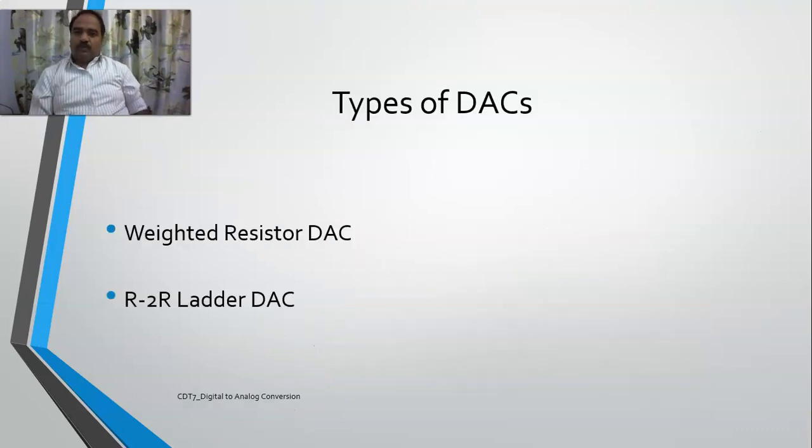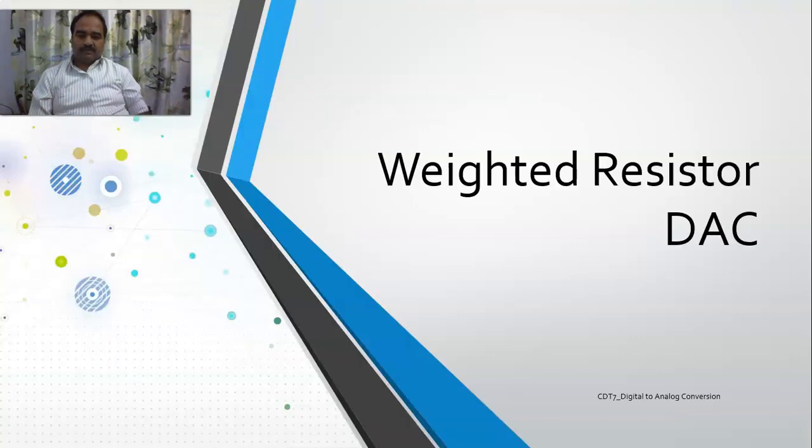So what are the different DACs which are employed in digital relays? The first one is the weighted resistor DAC, which was one of the oldest mechanisms, but nowadays everybody is using the R-2R ladder digital to analog converter. Let's have a quick look at the operation of these two, and then we will compare their performance. Coming to the first one, the weighted resistor DAC.